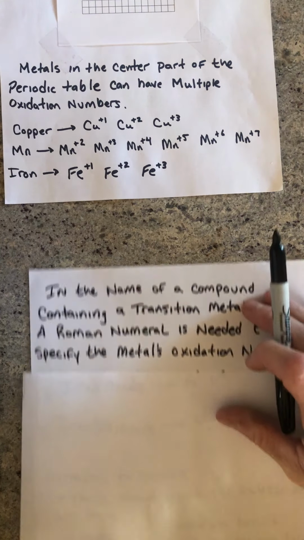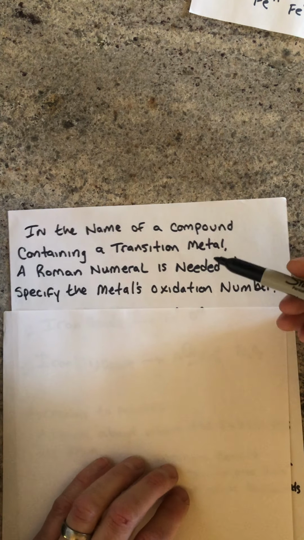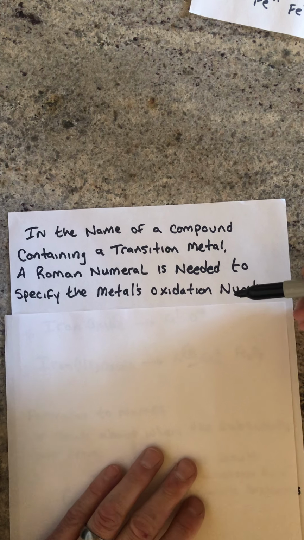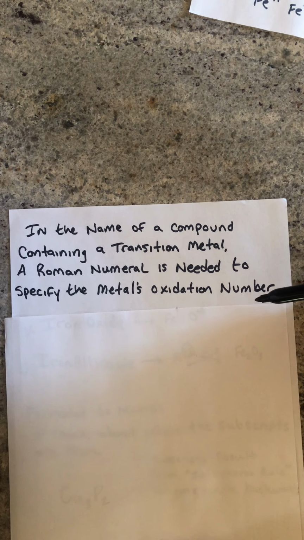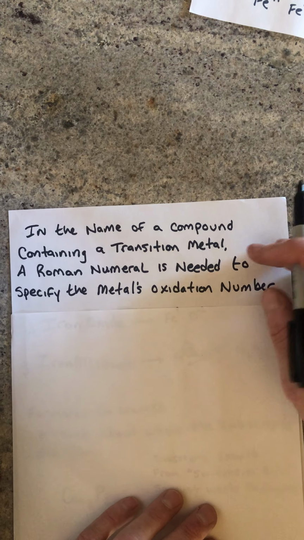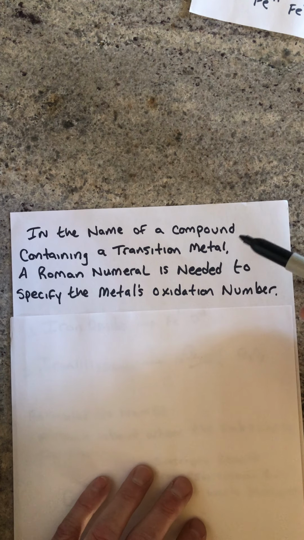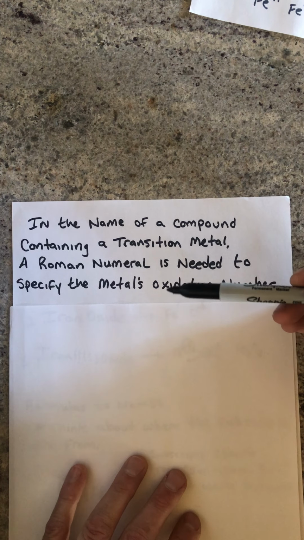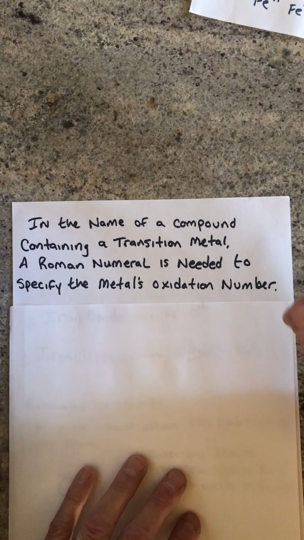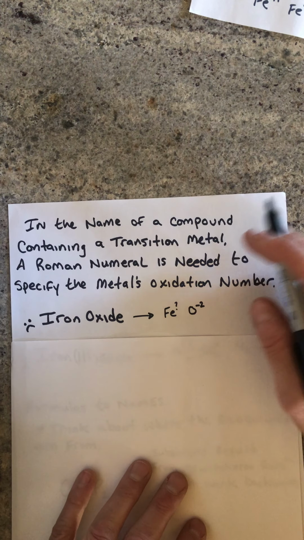In the name of a compound containing a transition metal, we need to use a Roman numeral to specify the metal's oxidation state. We really only do this in the name of the compound, not really so much in the formula of the compound, and I'll show you why that's the case. And so in every name of a compound containing one of these transition metals, you'll see a Roman numeral in parentheses, and I'll show you. So here's why we need these.